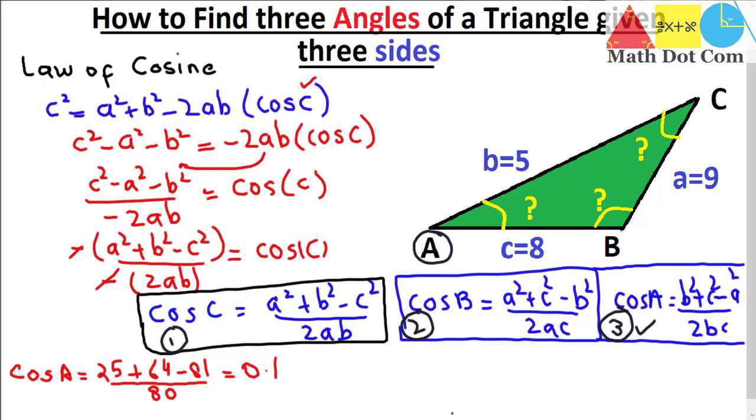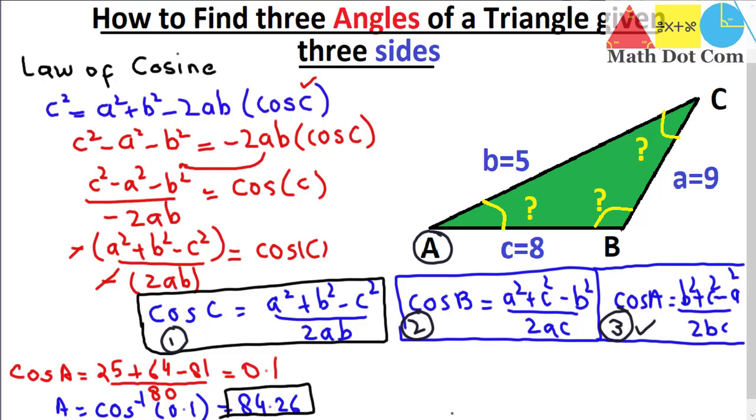So we have to take the cos inverse of 0.1 to get the angle A. So angle A equals cos inverse of 0.1. So use the calculator and what we will get is 84.26. This is the cos inverse of 0.1. So this is the angle A that we have found by using the law of cosine.